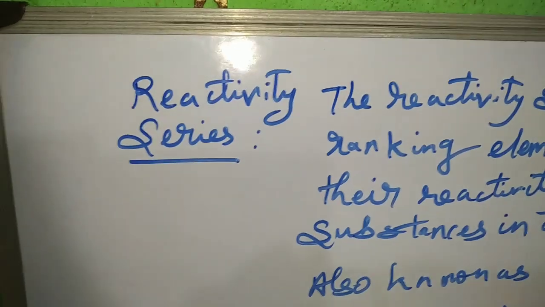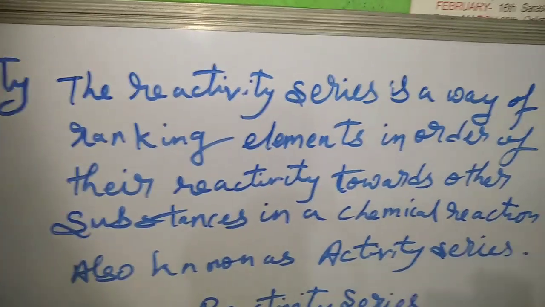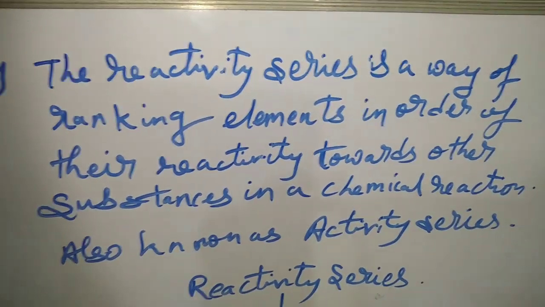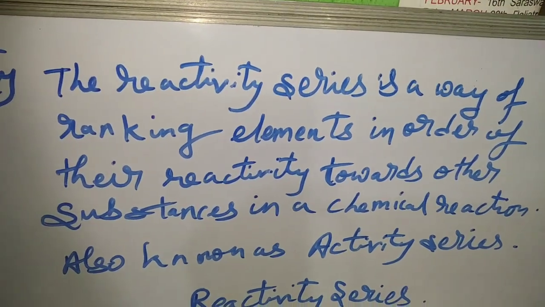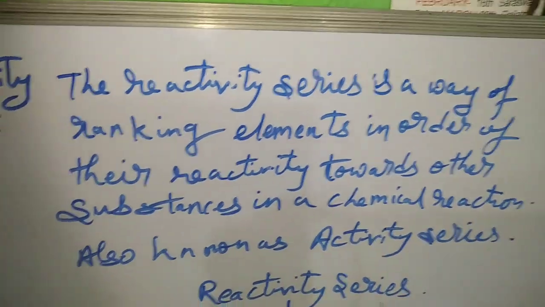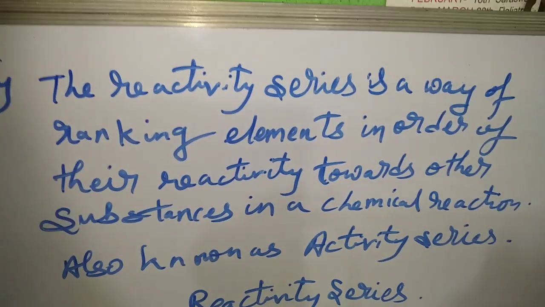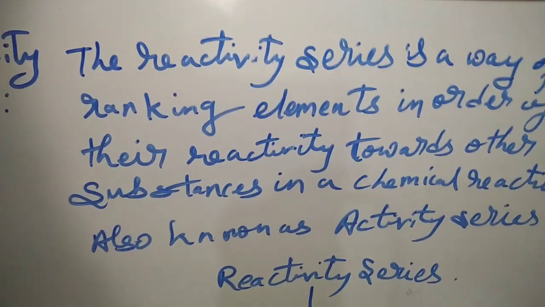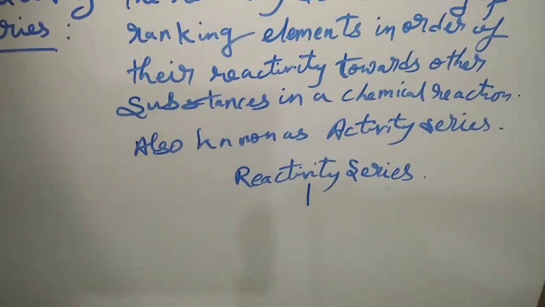Okay students, let's see. Now students, what is reactivity series? The reactivity series is a way of ranking elements in order of their reactivity towards the substances in a chemical reaction, and it is always in descending order, meaning from the high reactivity series we go downwards to the less reactivity series, and it is also known as activity series. Okay students, and now there are two types of reactivity series.